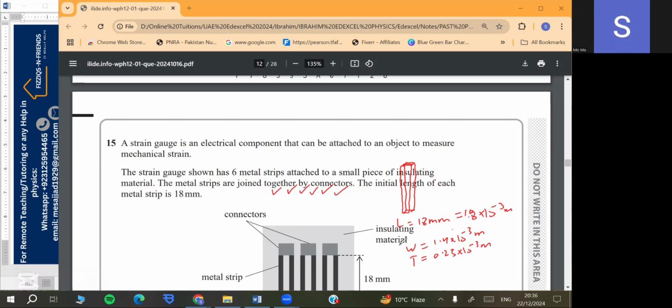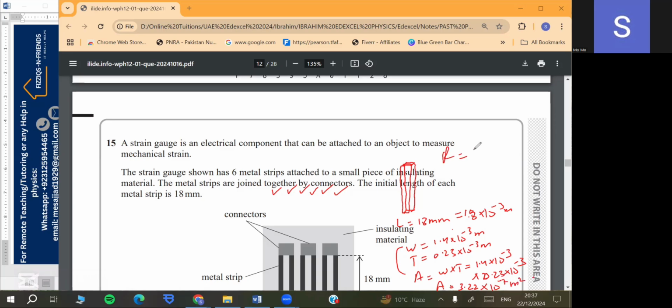So by multiplying width into thickness, we will have the base area, right? So the area of the base will be width times thickness, so it will be 1.4 into 10 raised to the power minus 3 times 0.23 into 10 raised to the power minus 3. So the area is going to be 3.22 into 10 raised to the power minus 7 meter square.